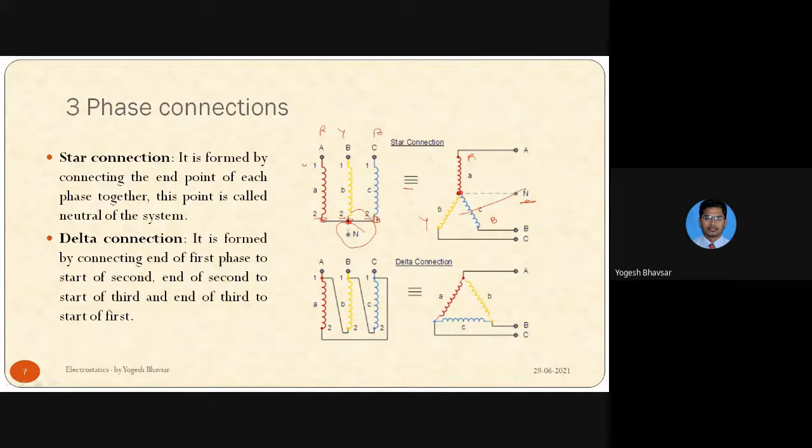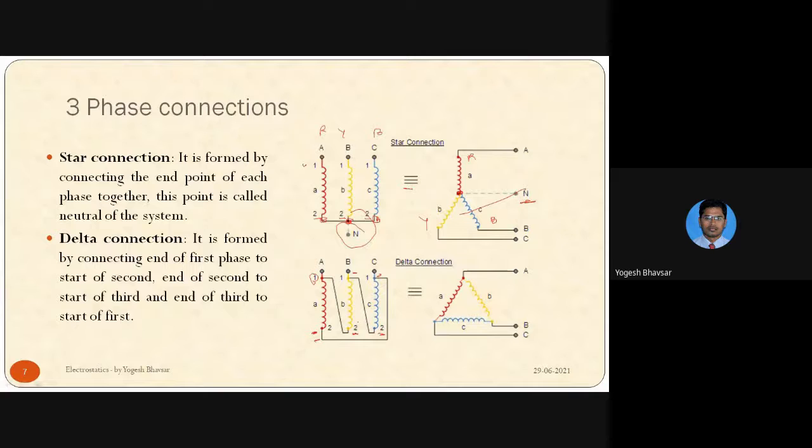By connecting the end point of the first phase to the start of the second, or you can have the end of the second to the start of the third, and the end of the third to the start of the first. Suppose this point is the end point which is connecting to the start of the second. At this point, the end of the second is connecting to the start of the third, and the end of the third is connecting to the start of the first.